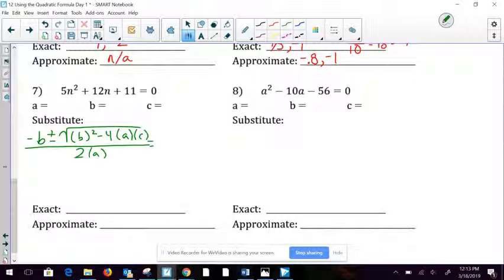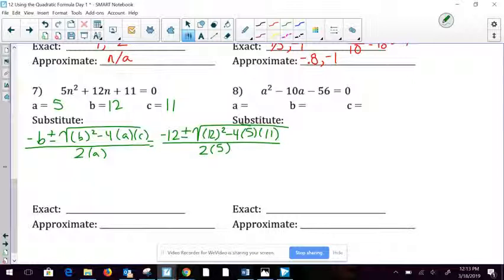Now we substitute. Oh, we don't even know what a, b, and c is. What are a, b, and c? Good, a is 5. Yes, what's b? 12. Yep, and what's c? 11. Now I have something to substitute in. So what's the opposite of b? -12, plus or minus a square root, and we punch this all in. So we have 12 squared minus 4 times a, which is, yep, 5, times c, which is 11. Good. All over 2 times a, which is, again, 5.